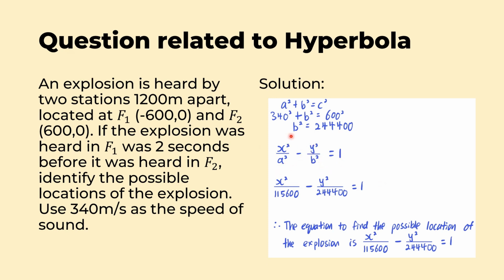squared. We use this formula because we know this is a horizontal hyperbola. So we just sub in all the values, and this will be our equation. This will be our answer. So the equation to find the possible location of the explosion is x squared over 115,600 minus y squared over 244,400 equals 1.